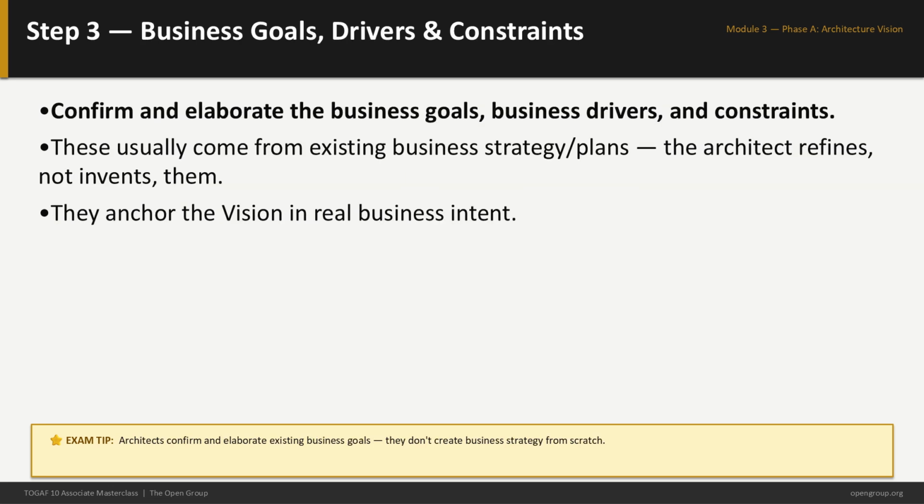Step 3. Confirm and elaborate the business goals, the business drivers, and the constraints. Notice the verbs carefully: confirm and elaborate. These goals and drivers usually already exist in the organization's business strategy and plans. The architect's job is to refine and sharpen them for the architecture work, not to invent business strategy from scratch. This anchors the whole vision in genuine business intent rather than the architect's personal preferences. It's a subtle but testable point. In Phase A, architects confirm and elaborate existing business goals, they don't author the company's strategy.